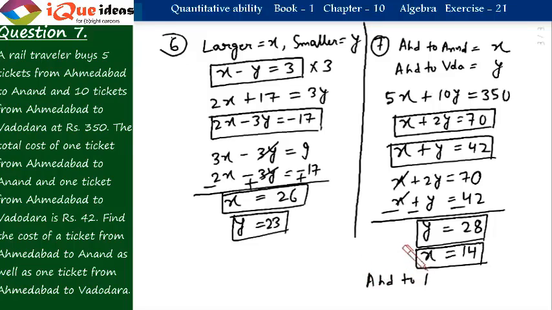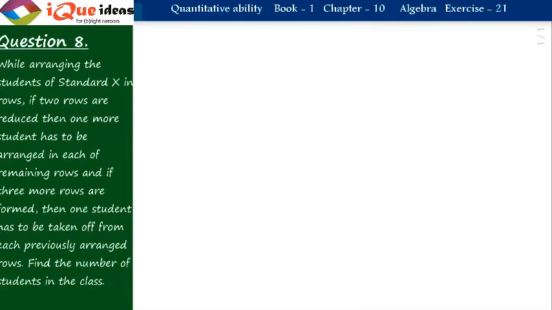Alright, so the ticket from Ahmedabad to Anand would be x, that is 14 rupees, and the ticket from Ahmedabad to Vadodara would be equal to y, so it is 28 rupees. Alright, so these are the answers, 14 and 28.